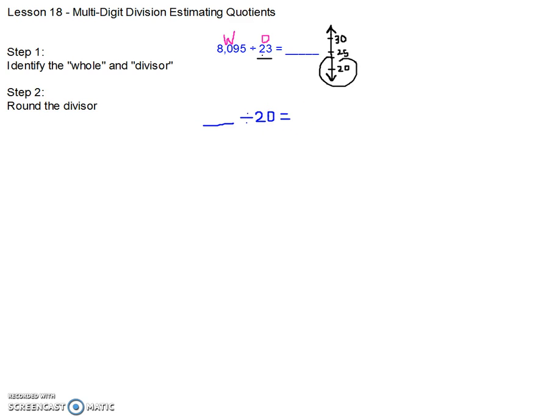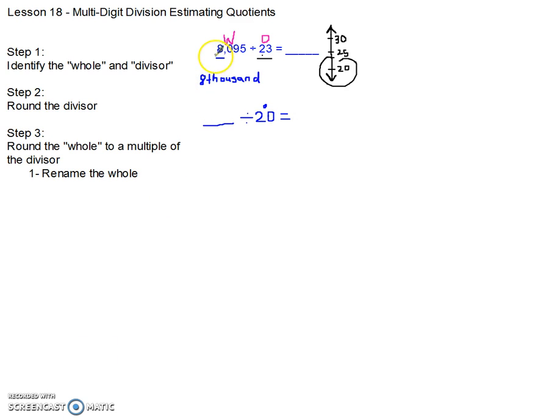Step 3 is now that we want to round the whole, or this 8,095, to a multiple of the new divisor, which is 20 here. And we're going to think about it in a different way. And the first step to do that is to rename the whole. When we rename, remember, we want to say the value and then what place value that's in. And so here I'm going to start with 8,000, and I got that from the 8 here, and the 8 is in the thousands place.